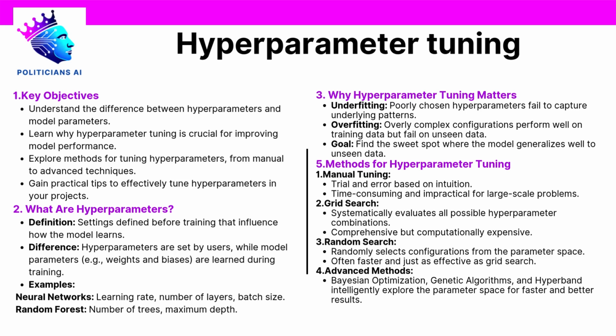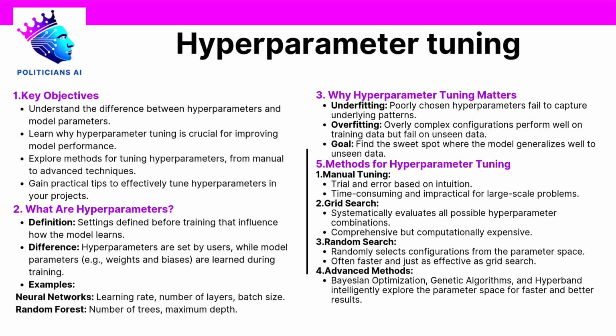So, what are hyperparameters? These are the settings we define before the training process even begins. They're different from model parameters, like weights and biases, which are learned during training. Think of hyperparameters as the knobs and dials we can adjust to influence how our model learns.